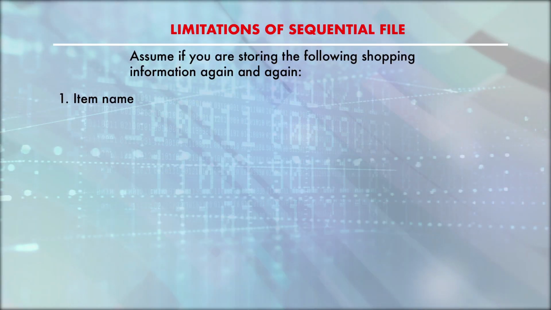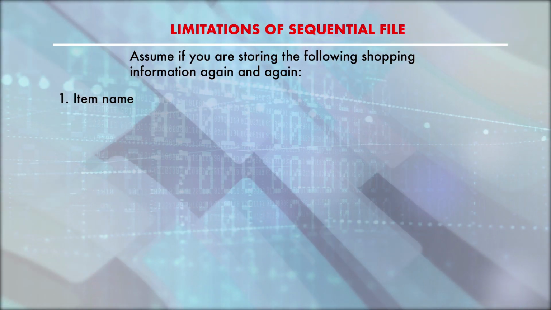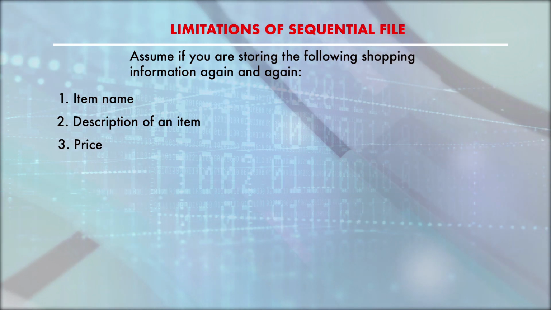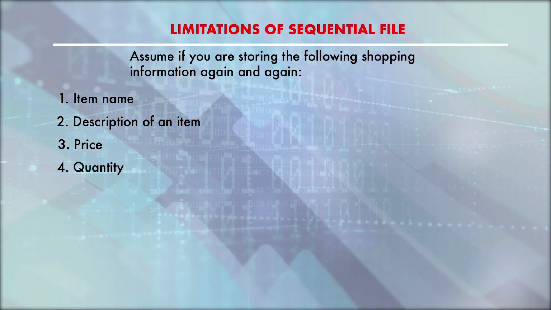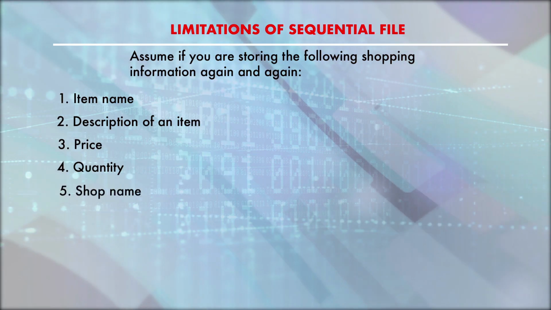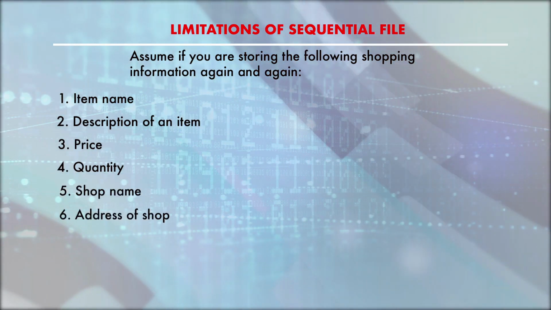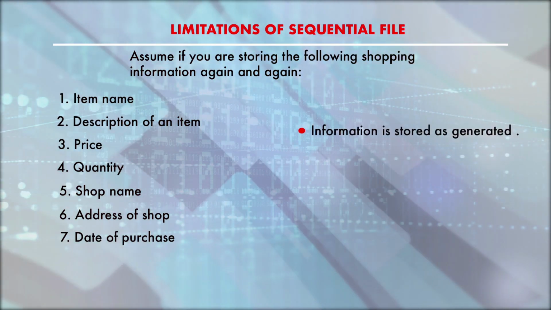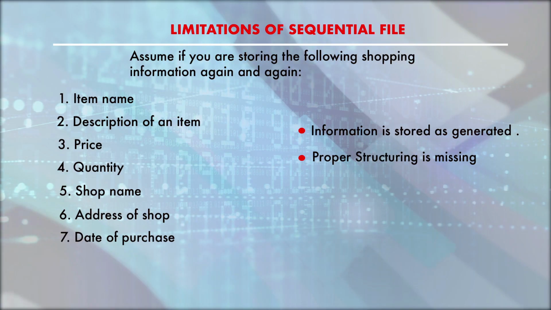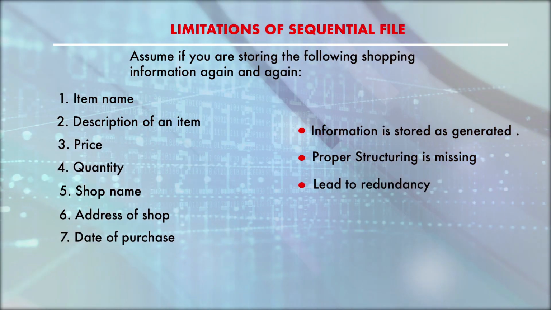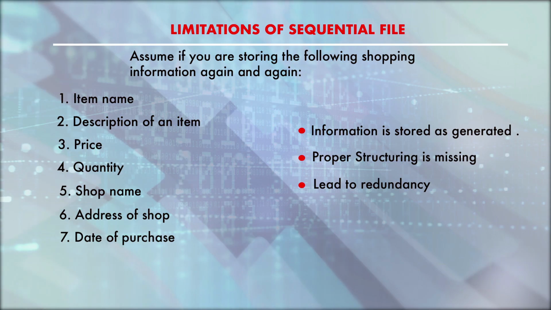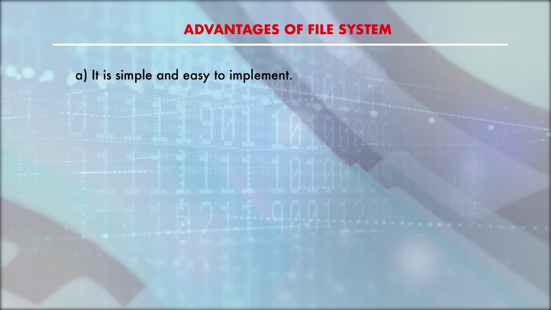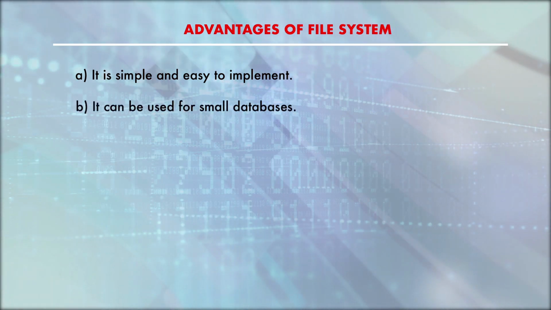For example, suppose we are going to manage shopping information, and we do shopping again and again as a requirement of livelihood. We may store the different items we shop for, the description of the item, the price, the quantity purchased, shop name, address of the shop, the date of purchase, the amount paid or the balance amount. These are routinely happening activities stored by an individual user, and for that the sequential file structure may be used.